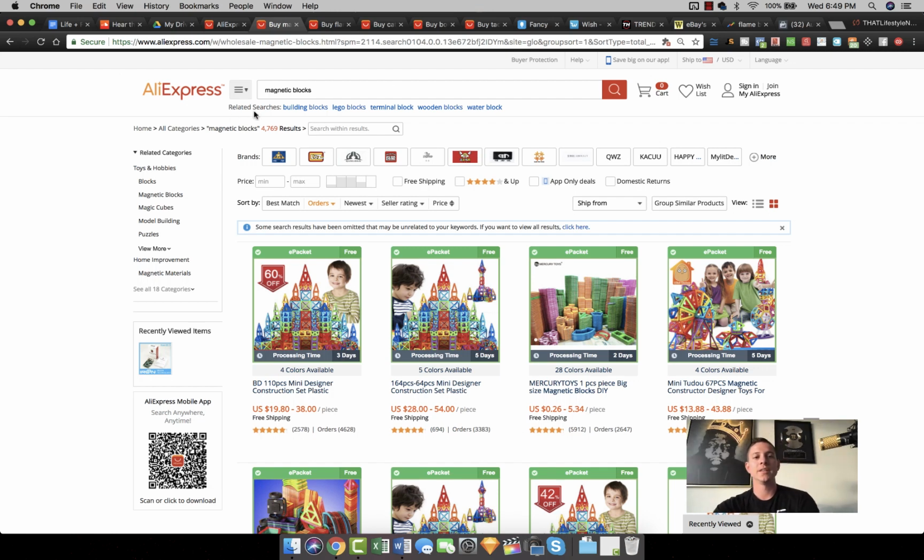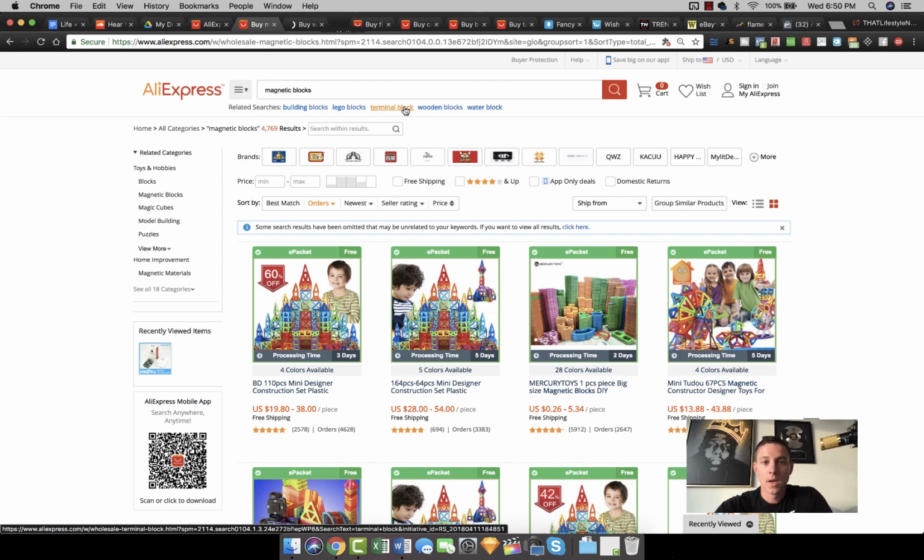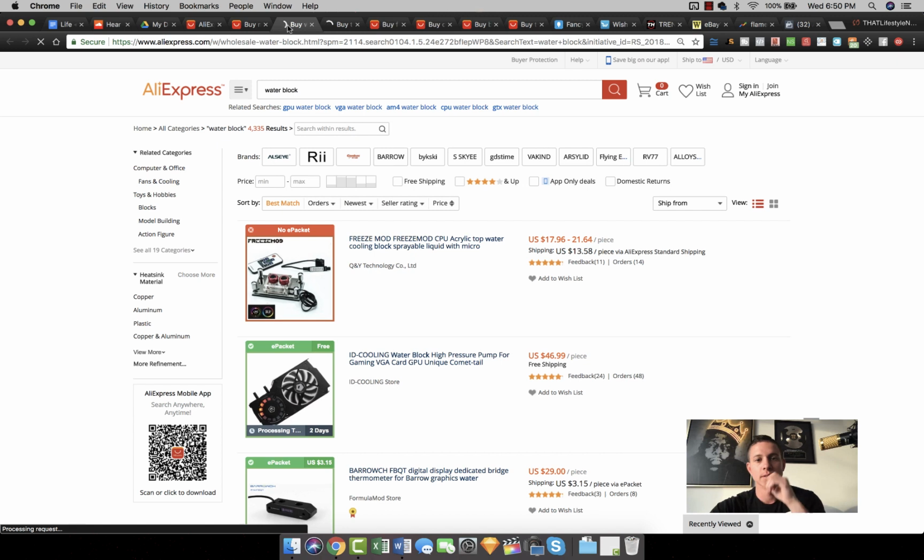And another cool thing that this related search feature gives you underneath the search bar here is when you type in any particular search phrase, it will give you related searches. So instead of actually looking at magnetic blocks, we can look at Lego blocks, terminal blocks, wooden blocks, water block. I've never heard of water block or terminal block. So let's take a quick look at these.